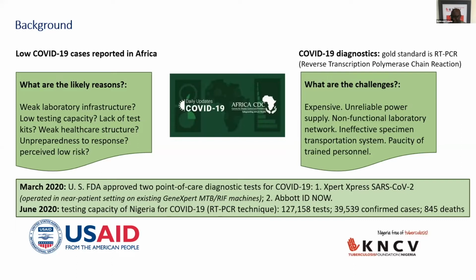But in March 2020, with the approval of a point-of-care diagnostic test for COVID, the Xpert Xpress SARS-CoV-2, this opened up the space, since in Nigeria by then we had over 400 GeneXpert platforms across the country. By June, over 127,000 tests had been done, with 39,539 confirmed COVID cases and about 845 recorded deaths from COVID.